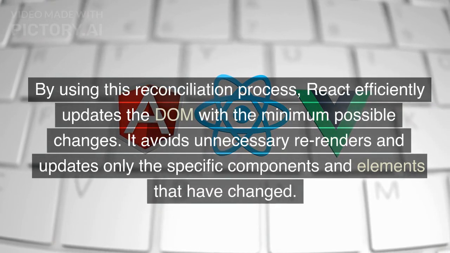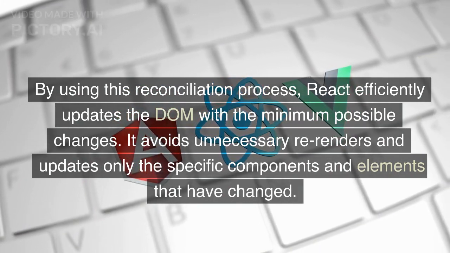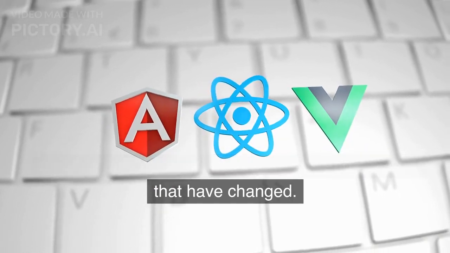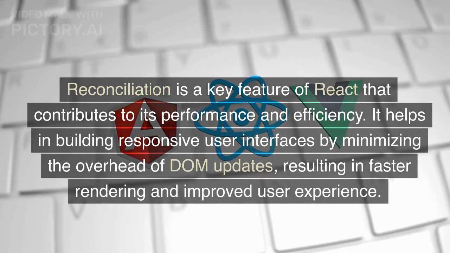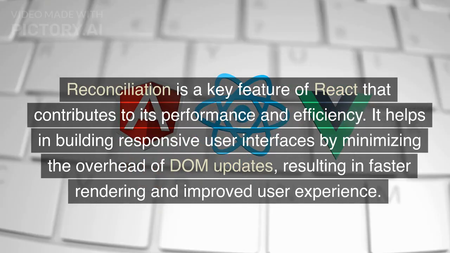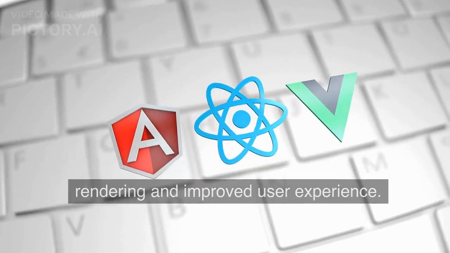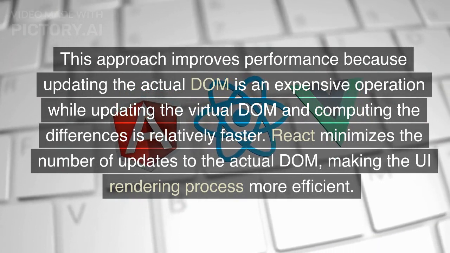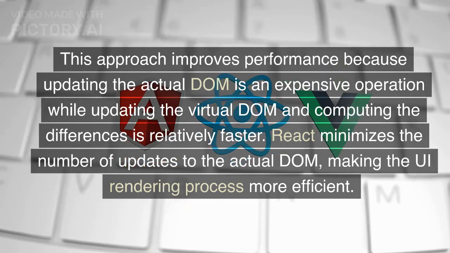By using this reconciliation process, React efficiently updates the DOM with the minimum possible changes. It avoids unnecessary re-renders and updates only the specific components and elements that have changed. Reconciliation is a key feature of React that contributes to its performance and efficiency. It helps in building responsive user interfaces by minimizing the overhead of DOM updates, resulting in faster rendering and improved user experience. This approach improves performance because updating the actual DOM is an expensive operation while updating the virtual DOM and computing the differences is relatively faster.